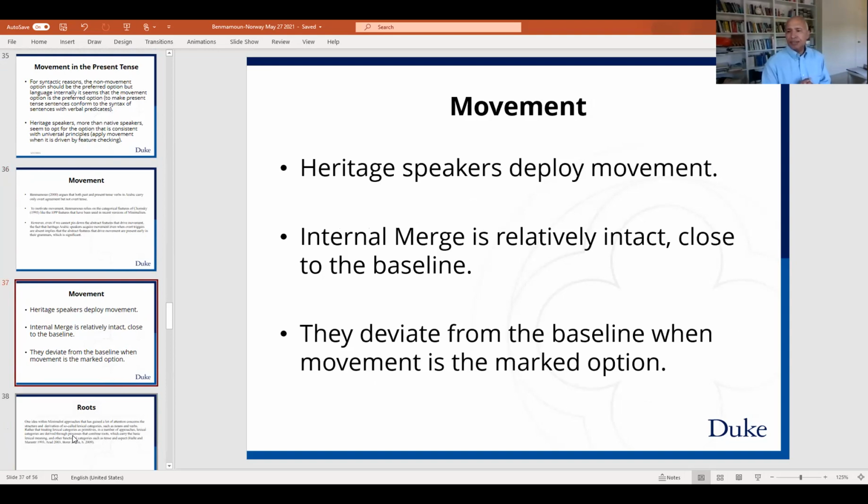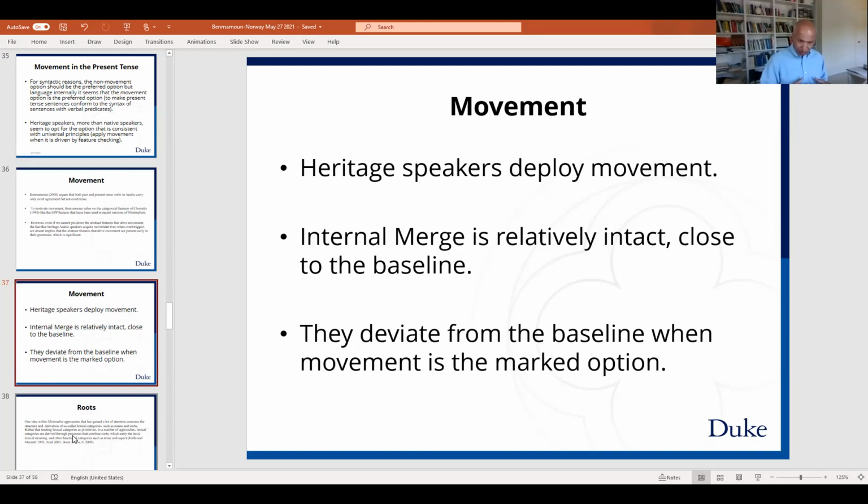So let me just, because we need to get to the roots, and also would like to engage you with some questions and get your input as well on what I have been saying. So heritage speakers deploy movement in general. Internal merge, and this is movement, is relatively intact. It's close to the baseline, but they deviate from the baseline when movement is the marked option. Again, this has to be checked.